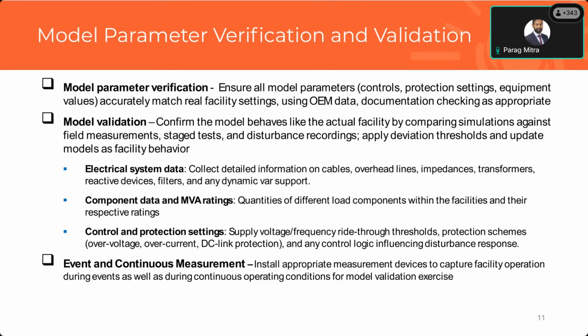There are sets of data that need to be collected to make sure that we can go through the model validation exercise. The electrical system data includes things like information about cables, voltage regulation in the facility, impedances, transformers, any reactive devices, filters, etc. We need to collect that data. We need to make sure that we have the MVA ratings, that the model represents the rating of the facility, and then the control and protection settings so that we are able to replicate the ride-through behavior of the facility.